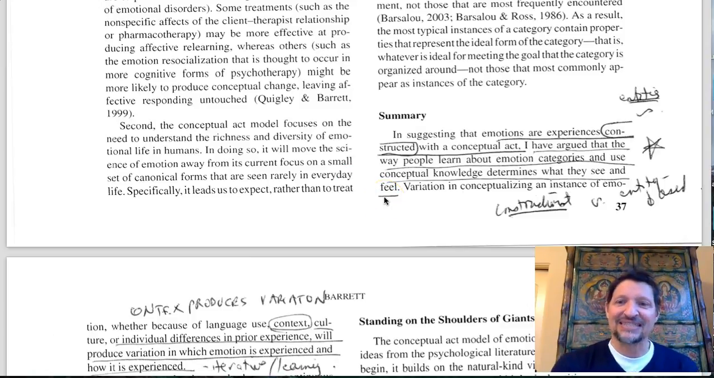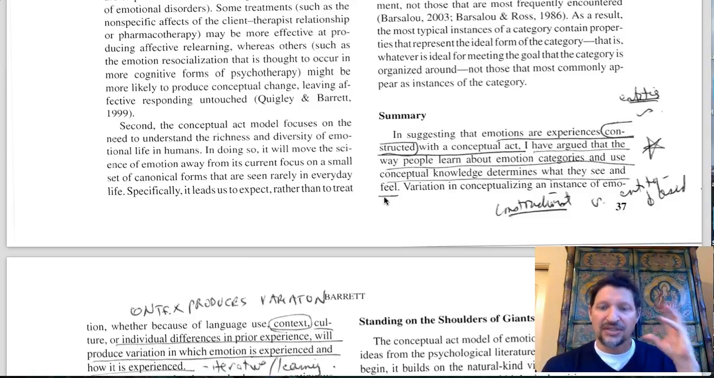So in the summary, it says, again, I have argued that the way people learn about emotion categories and use conceptual emotion determines what they see and feel. So she's saying there are learned structures or algorithms that we have in our brain that really determine in many ways what we feel and what we see around emotions.